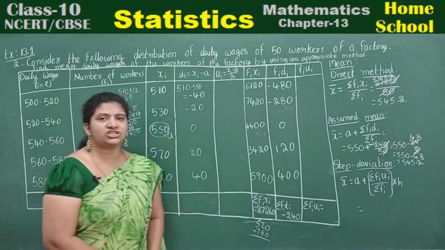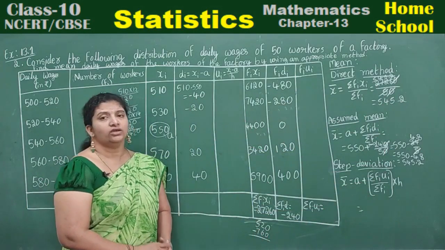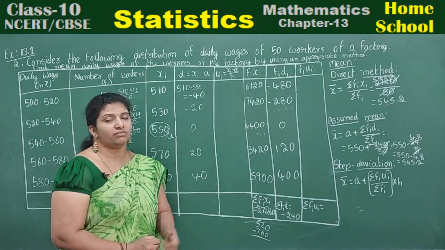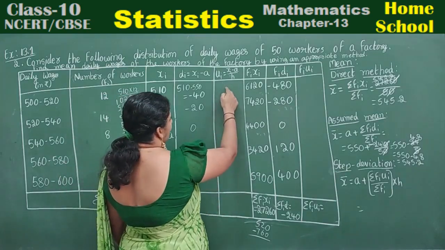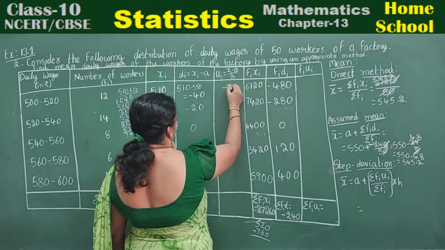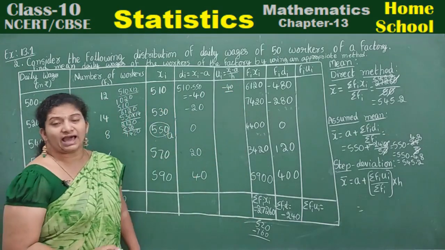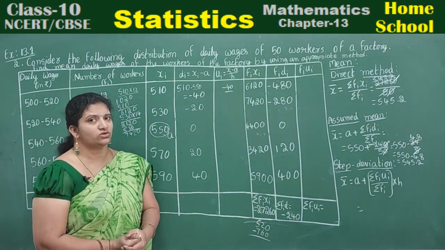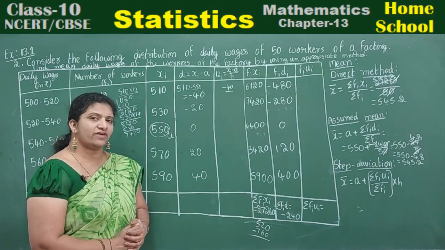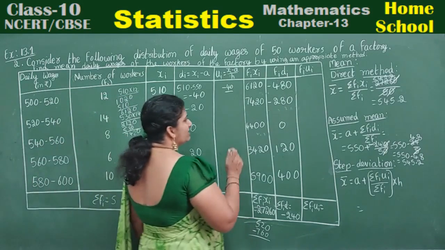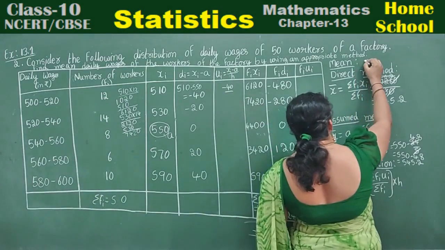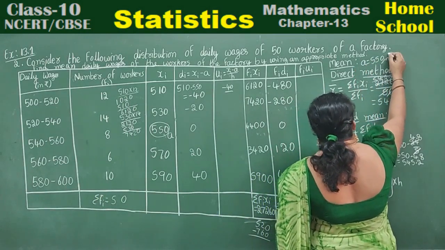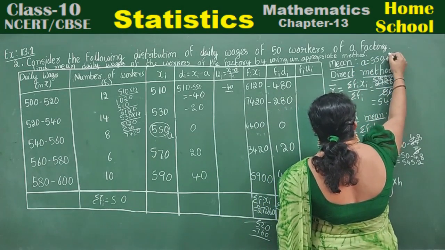Next, go with the step deviation method. Ui is Xi minus A by h, or you may go with Di by h also. Let me calculate here. Minus 40 by. First we need to know the class size. What is the class size? If you want to find the class size, you need to subtract the low score from the high score. 520 minus 500 will be 20. 20 is the class size. Always write the starting A value. If you go with this method, you write A and h. h is equal to 20.